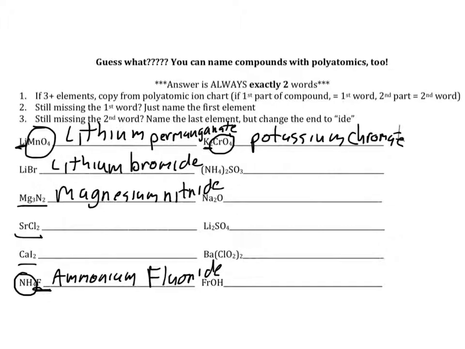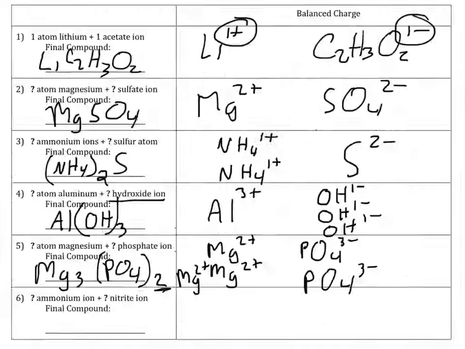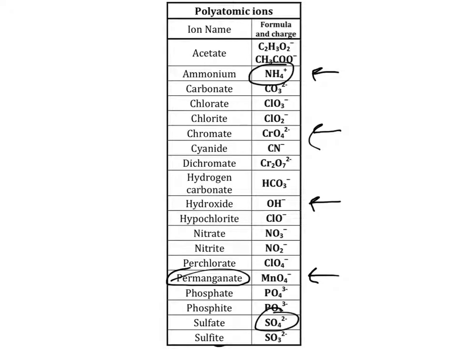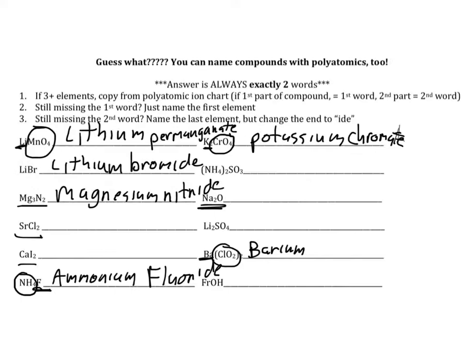So essentially, let's go ahead and review real quick. If it is binary, which means there's two elements, you name the first element, then you change the second one to "ide." If there is a polyatomic ion, though, what you do is the first one you'll name normal, and then the polyatomic ion you name like it is on the list. So if you look on the list, ClO2 is right here. It's chlorite, and again, you just name it like it is on the list. Straightforward, easy peasy. And that's it.